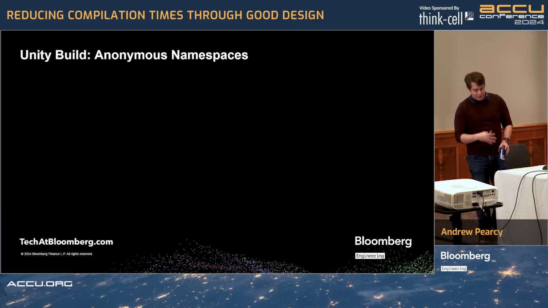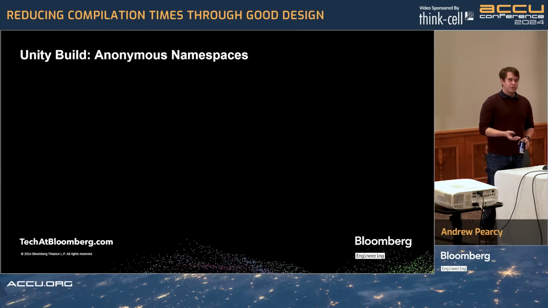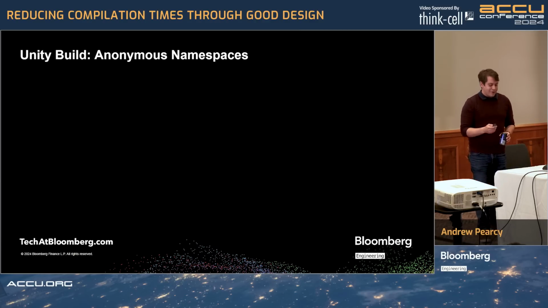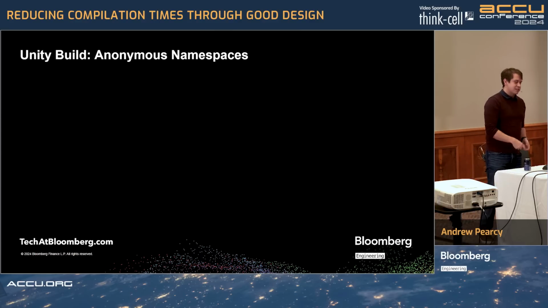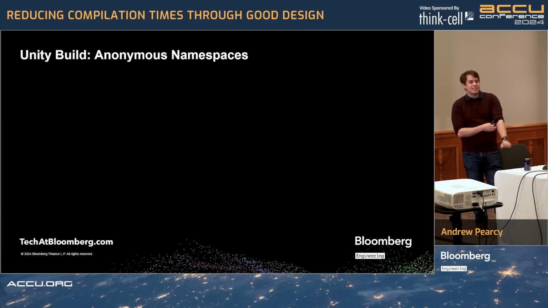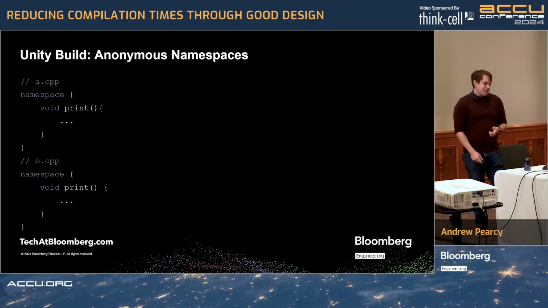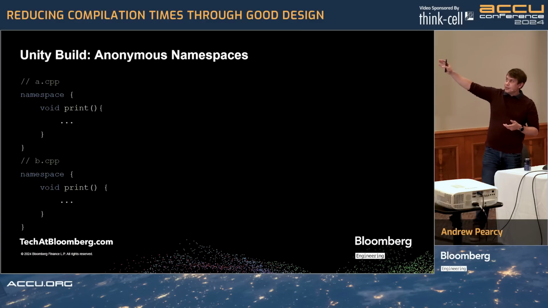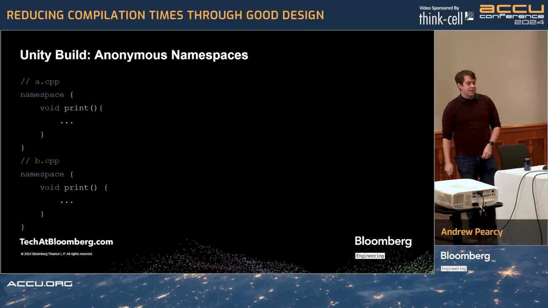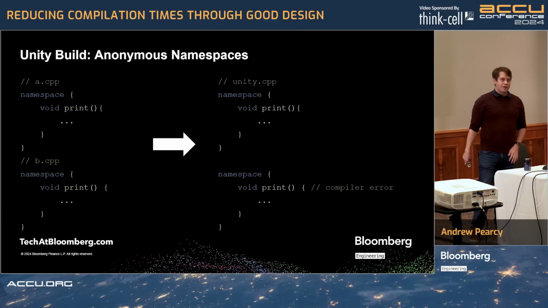In theory, you can enable Unity builds, your project compiles, everyone's happy. If that works for you, I'm very happy for you. That didn't work for us. The first thing we noticed is anonymous namespaces: each translation unit has its own anonymous namespace, and nothing is accessible outside of that translation unit. Well, now you only have one translation unit, so your anonymous namespaces are no longer anonymous. And so if I have print in one file and print in another file, that's now a compiler error.